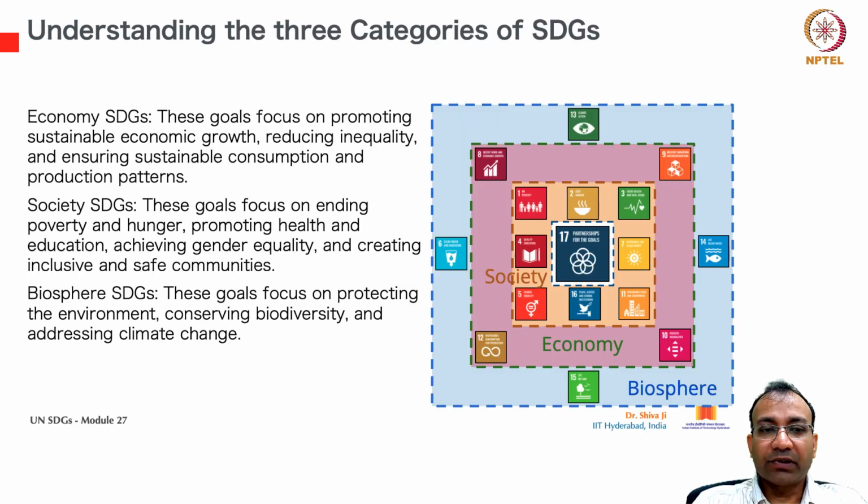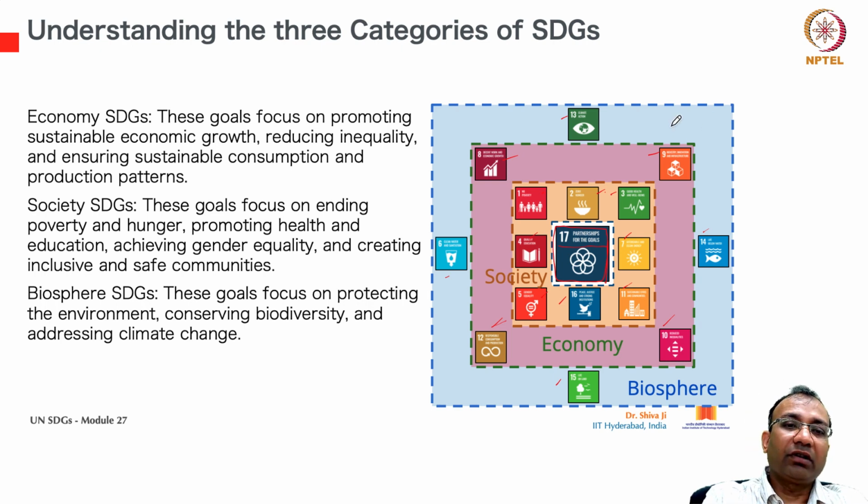Here these three categories, if you see, are arranged in a unique fashion. You will see SDG 17, partnerships for the goals, at the center of all of this, and besides this it is flanked by society, economy, and biosphere. In society we have SDG 1, 2, 3, 4, 7, 5, 16 and 11. In economy we have SDG 8, 9, 12 and 10. And in biosphere we have SDG 6, 15, 14 and 13.